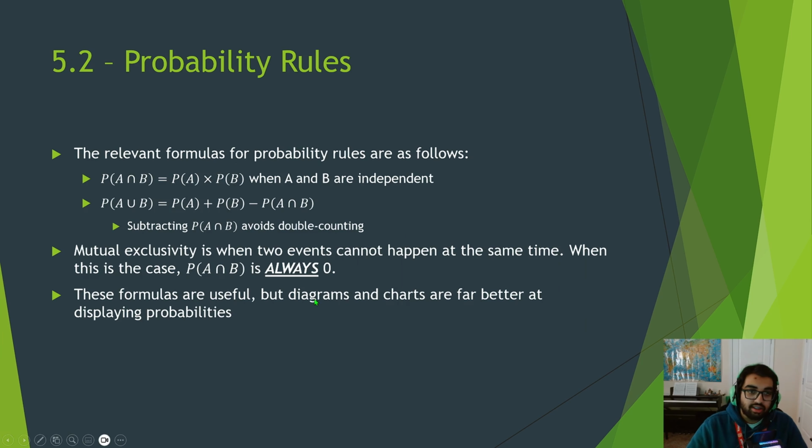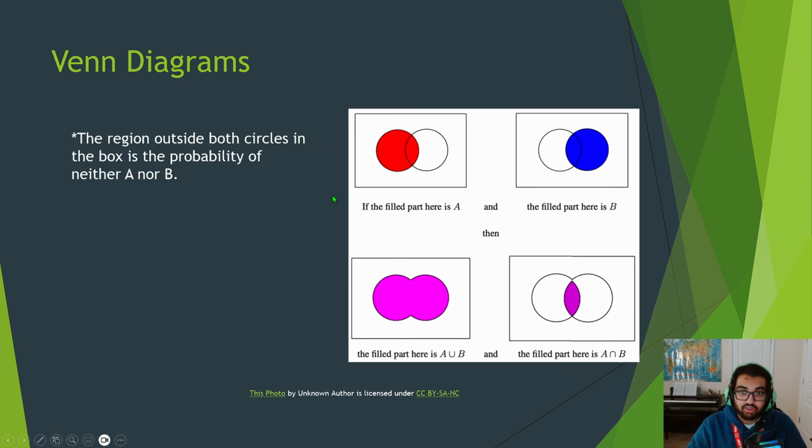Let's talk about this probability of A and B real quick. I think this is going to be easy to explain with a Venn diagram. The part here is A, this red part. The part here is B. You can see that the probability of A and the probability of B occupy the same space.